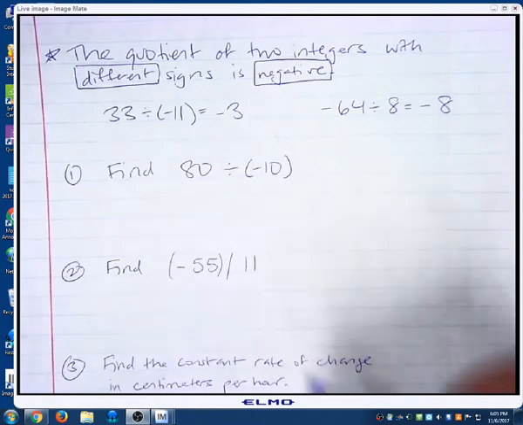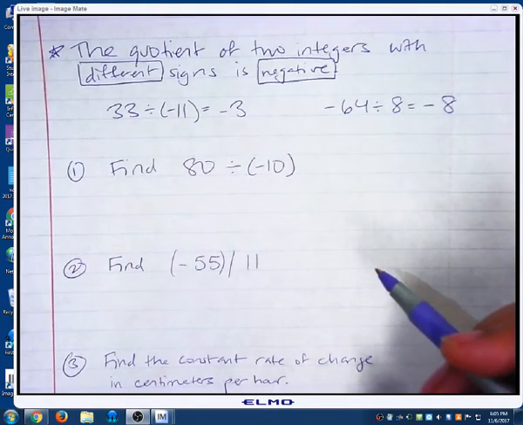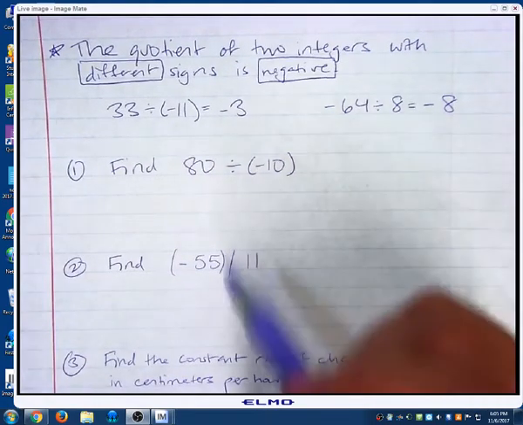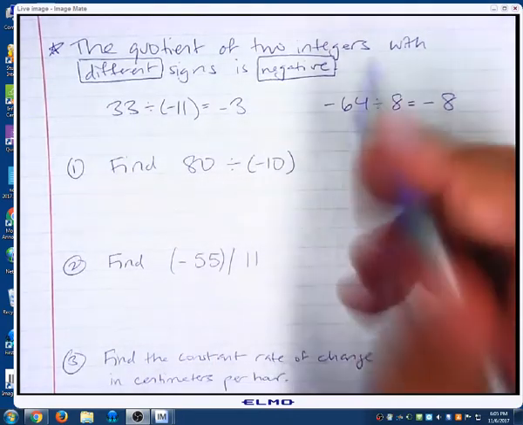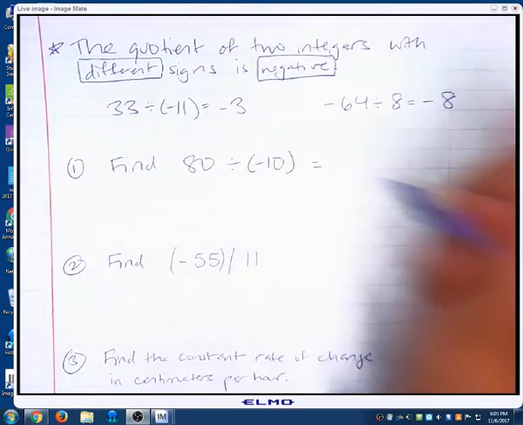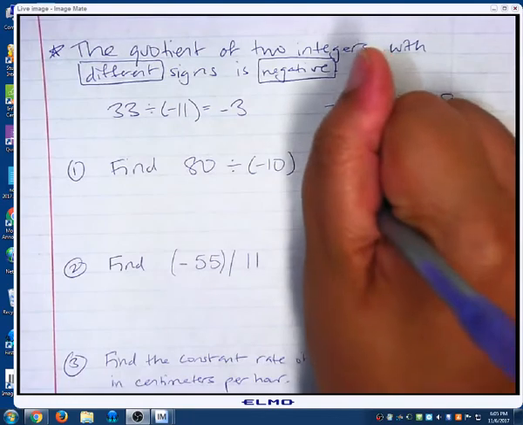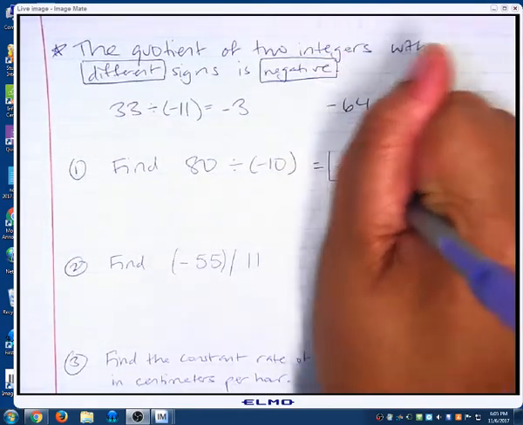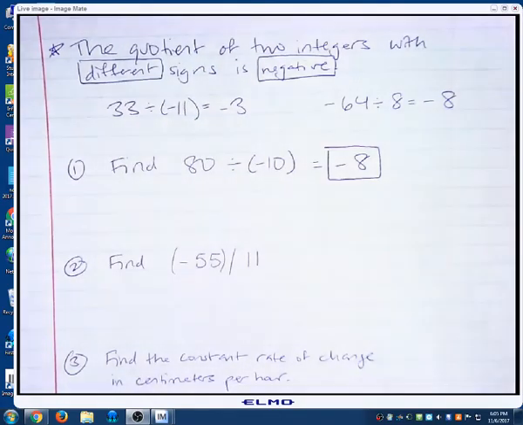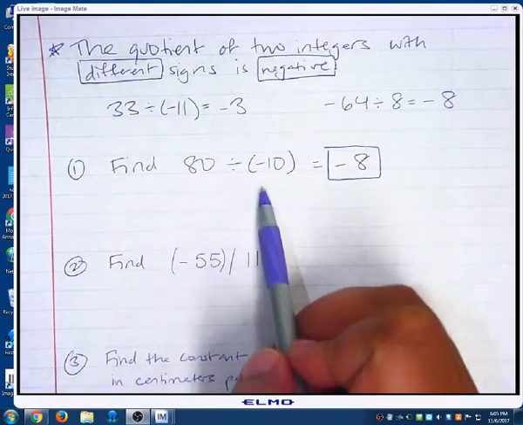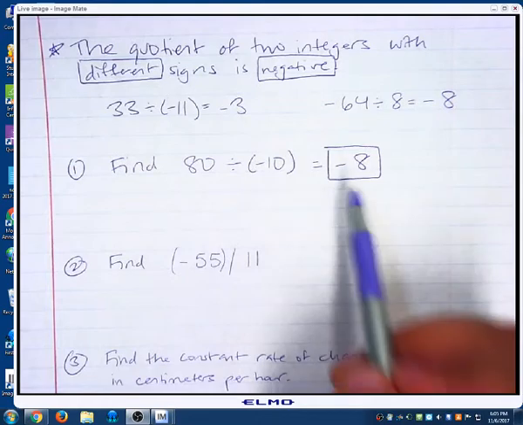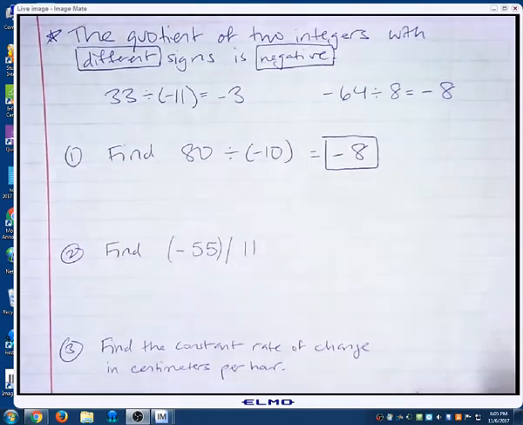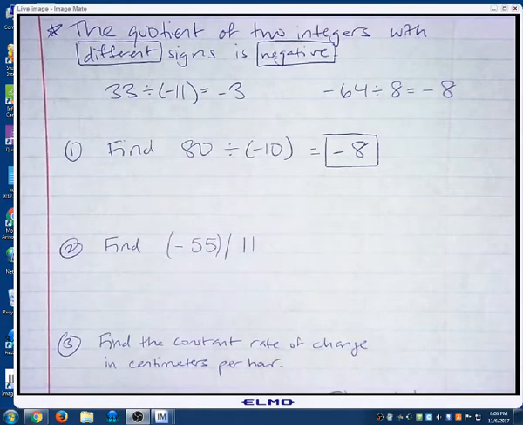All right, so number 1 says find 80 divided by negative 10. So I have a positive and a negative. That means my answer is going to be negative. So my answer is negative 8. Again, I just divide 80 divided by 10. That's 8. But because I have a positive and a negative, my answer is negative. So negative 8. My next one, number 2, you're going to write that down so you can pause it.